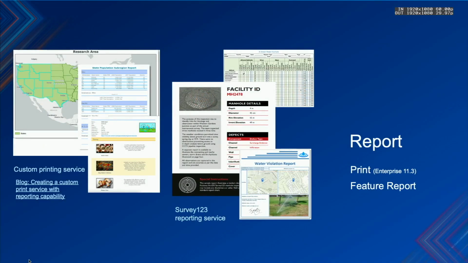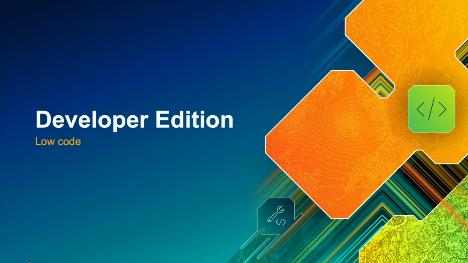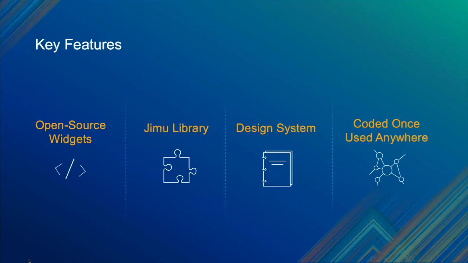In addition to printing maps, you can also create reports using the print widget and the feature report widget using Survey123. The former is using custom printing services you publish from Pro. So we quickly touch Developer Edition. The value of using Developer Edition is that it has open source widgets. All the ready-to-use widgets are open sourced, so you can learn from there as a great example.